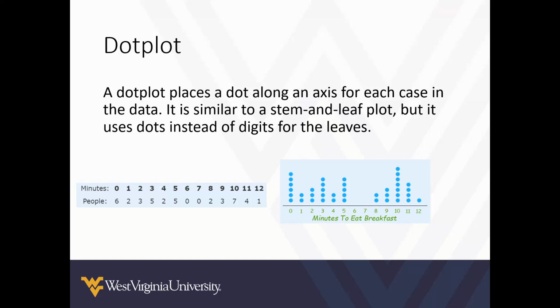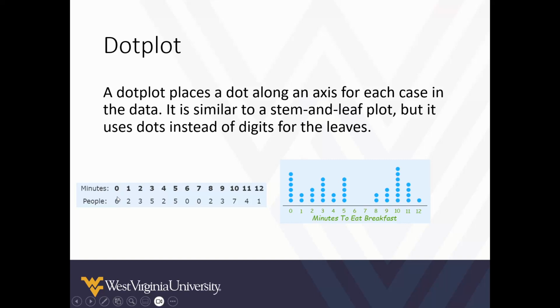The other type of graphs we have are dot plots. And dot plots place a dot along an axis for each case in the data. It is similar to a stem and leaf plot, but it uses dots instead of digits for the leaves. So, for example, if we have the number of minutes it takes to eat breakfast, we have the data set and we round it to the nearest minute. So in other words, we create classes or categories, and we simply have dots to correspond the number of people.